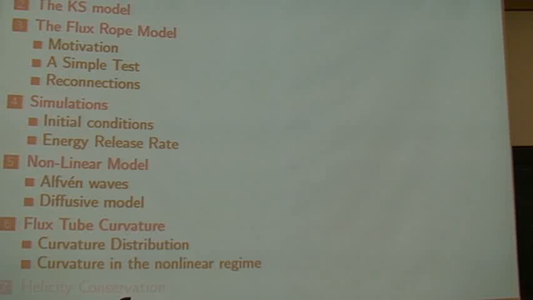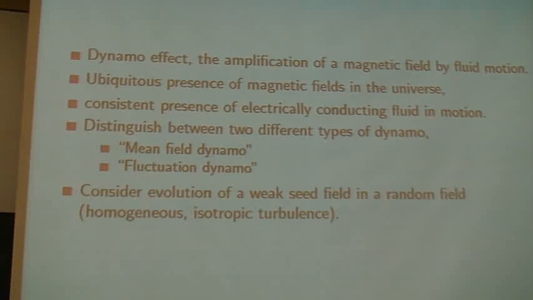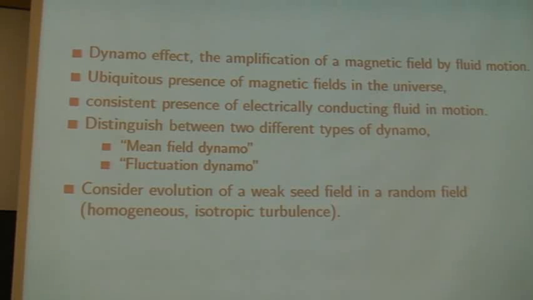I'll skip through this because we're quite late and you'll see what's coming up anyway. So very quickly, we've got this dynamo effect that's been introduced, and the main point from this slide is just that we're concentrating on the fluctuation dynamo, the small-scale dynamo, for very good reasons that we'll come on to later with magnetic helicity in our model. So we're considering the evolution of a weak seed field in a random, turbulent flow.